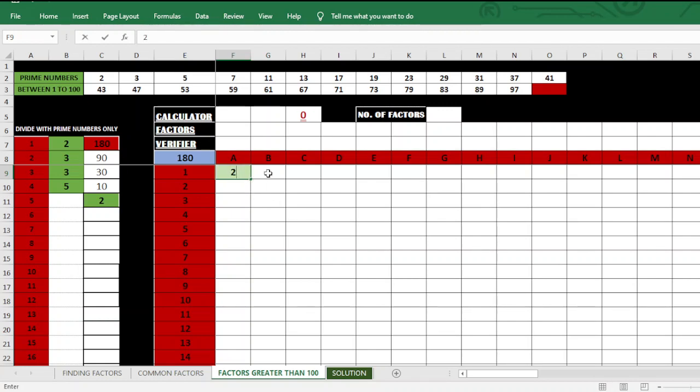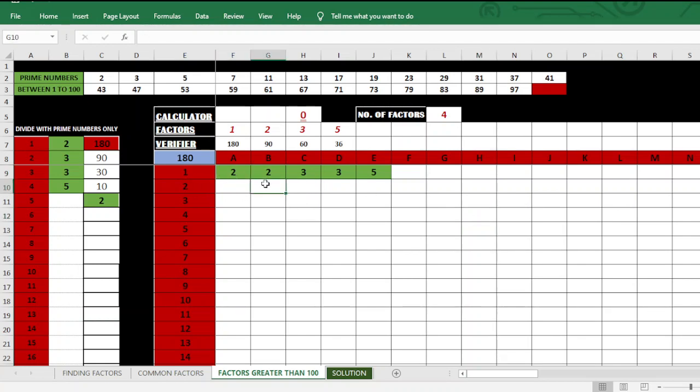So let's see. 2, 2, 3. That is, we have 2 of our 2's. We have 2 3's here. So let's see 3 and then 3. And our last number should be 1. So that's how it works. Let's quickly play with it a little.